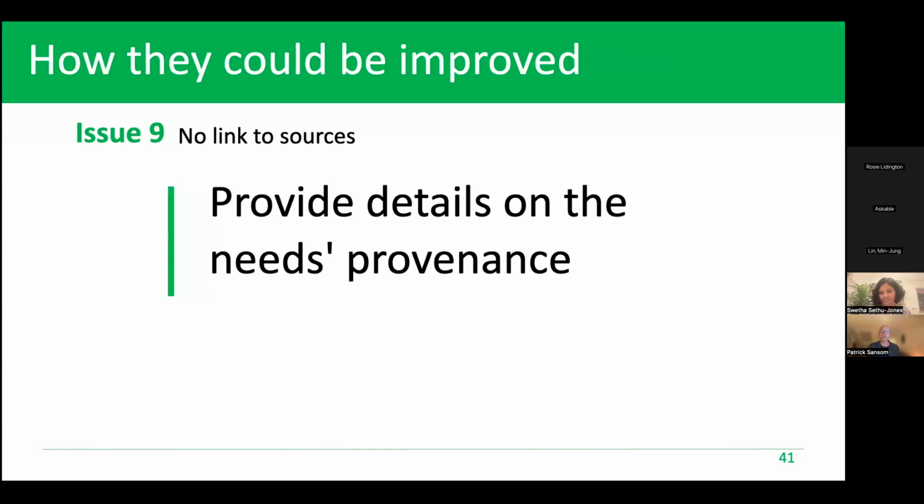What do we do about that? Obviously, like all user research artifacts, user needs should provide detail on their provenance. This will give weight to the veracity of the insight and also enable others to more easily locate relevant research documentation to find out more.